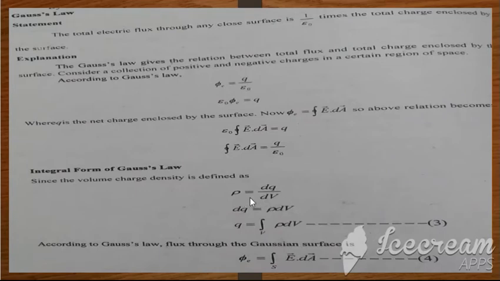So rho is equal to dq over dV, and dq is the differential charge for only a small element of volume. So dq is equal to rho dV, and Q is equal to the integral over the entire volume of rho dV. According to Gauss's law, the flux through the Gaussian surface is the surface integral S of E dot dA.